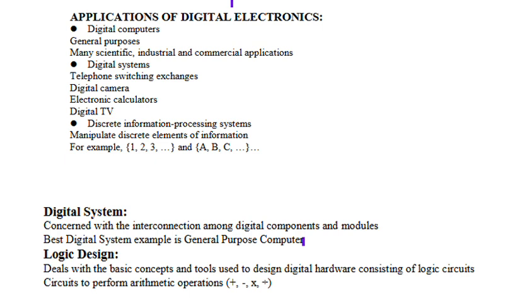Why it is the best example: a general purpose computer is an interconnection of modules, like we can say the CPU, arithmetic logic unit, control unit, memory unit, registers, and input output units. If you interconnect these components which I said earlier, then it will be known as a general purpose computer.